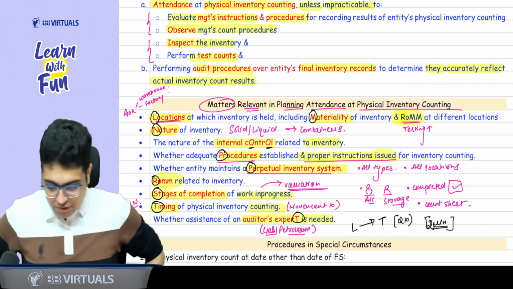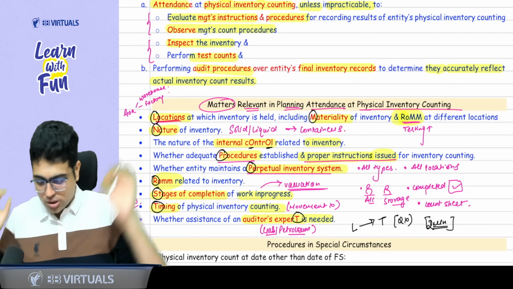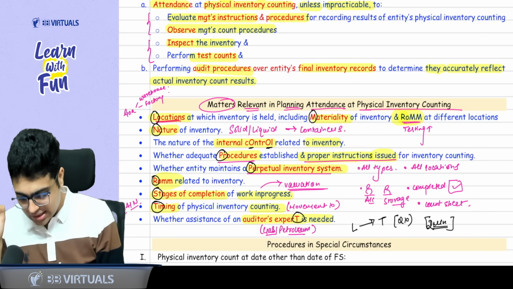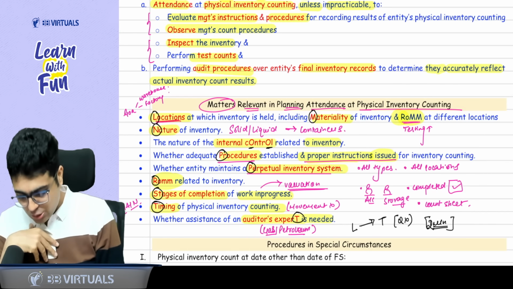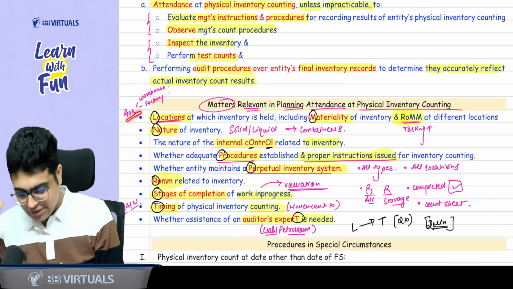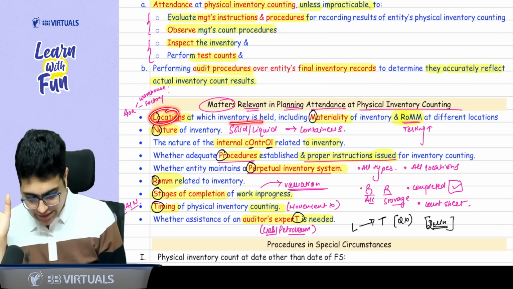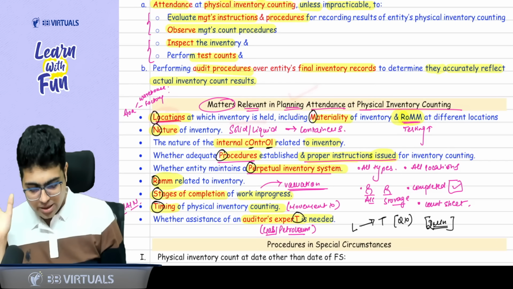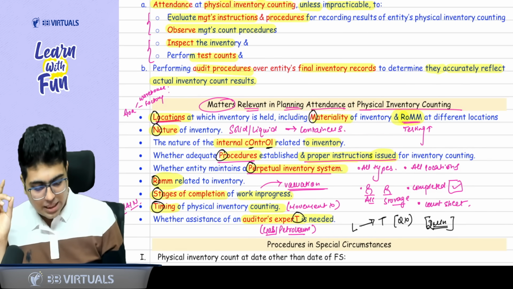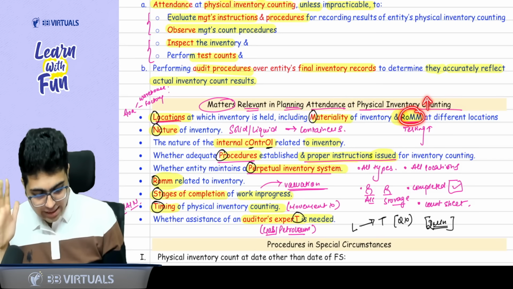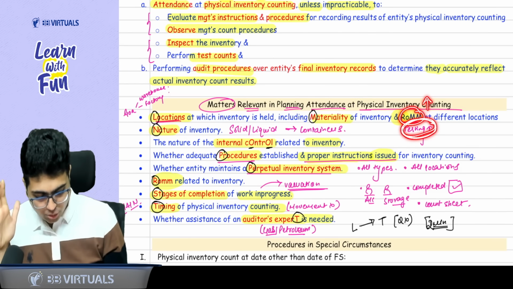Okay, first of all, let's understand these points. Please focus on the board. First thing that you will consider is the location. Let's say you are going to Goa, and you see whether the inventory is at the warehouse or the factory. The location at which inventory is held will help you plan the count. Then see the materiality of the inventory. If it is material, only then will you go. Then you consider the risk of material misstatement. If the risk of material misstatement is high, you will do more testing and check more inventory.